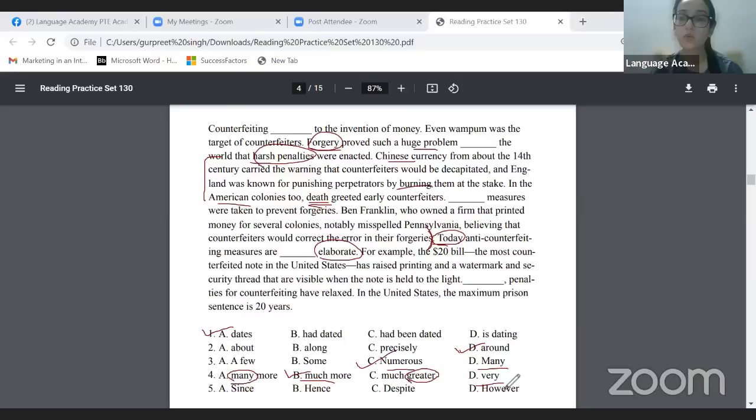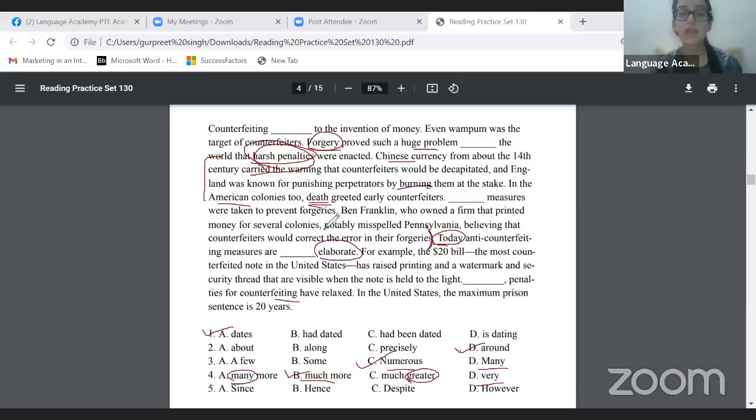For example, the $20 bill has raised printing and a watermark and security threads that are visible when the note is held to the light. Dash penalties for counterfeiting have relaxed. So earlier the penalties were very severe, very harsh. People were given death penalties. And now we say the penalties have relaxed.